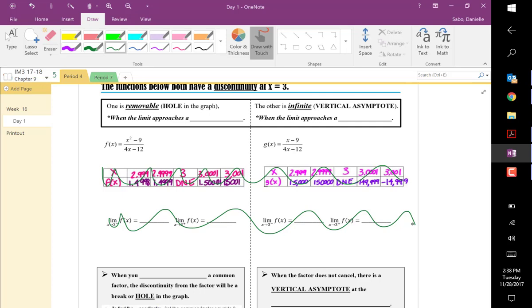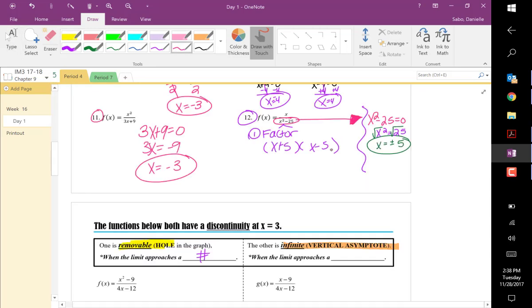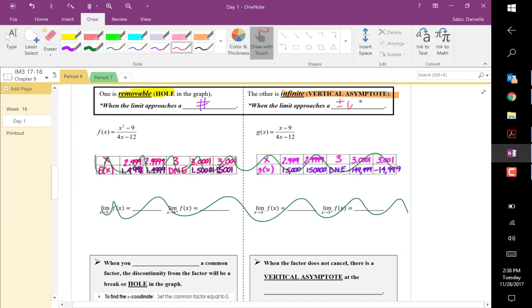So first step. Actually, let me teach you something first. A hole is called a removable. So with a highlighter, highlight removable. That means that when you're doing this solving part, you can cancel it, which is what you're doing. You're removing it from the situation. And it's going to approach some number. Whereas if you have an asymptote, it's going to approach one of the infinity signs. That's tomorrow. I'm not going to go into that today.